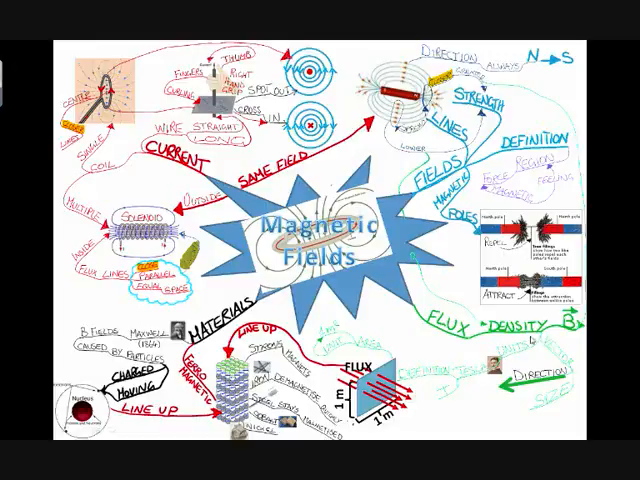The flux density has the units of Tesla, named after the gentleman who discovered this definition, and the symbol for Tesla is capital T. We define the Tesla as the flux density through a unit area of 1 meter by 1 meter, obviously.